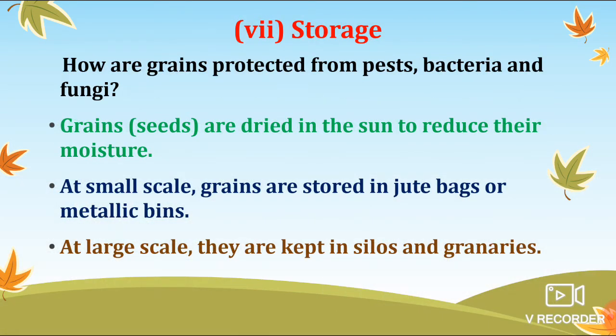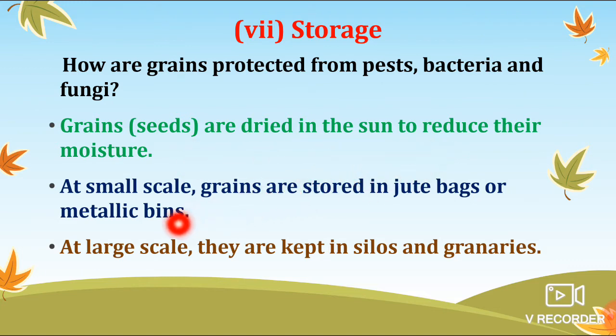The last step is storage of food. Your crop is ready, you have done everything, so now comes the process of storage. We need to protect the crop for our future use, from pests, bacteria, etc. So the first thing is we need to remove the excess moisture present in the seeds or grains. For that, sunlight is used.